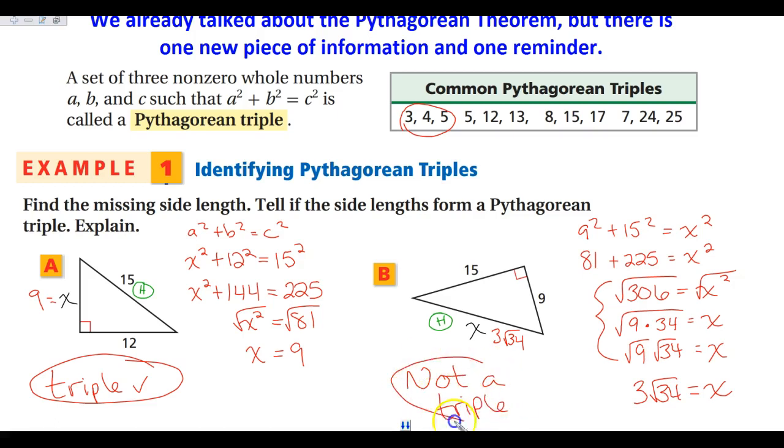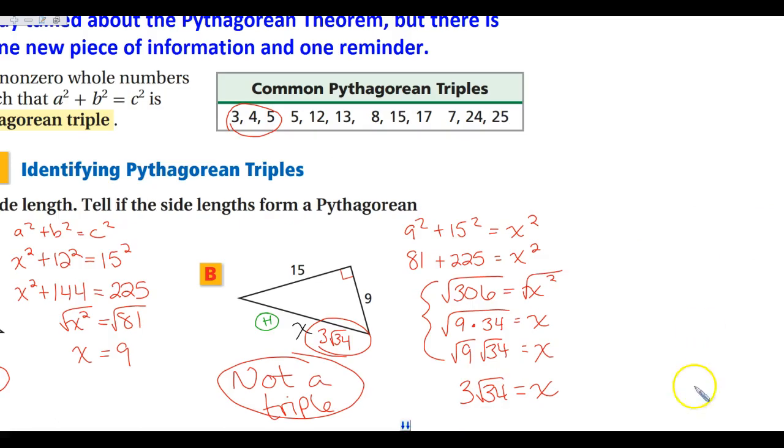Okay, so this question is two parts. One is, what is the value of the missing side? And the other is, is it a triple? So A, it's a whole number. They're all whole numbers. It's a triple. B, this is not a whole number, so it's not a triple. That's all there is to it. Don't overcomplicate it.